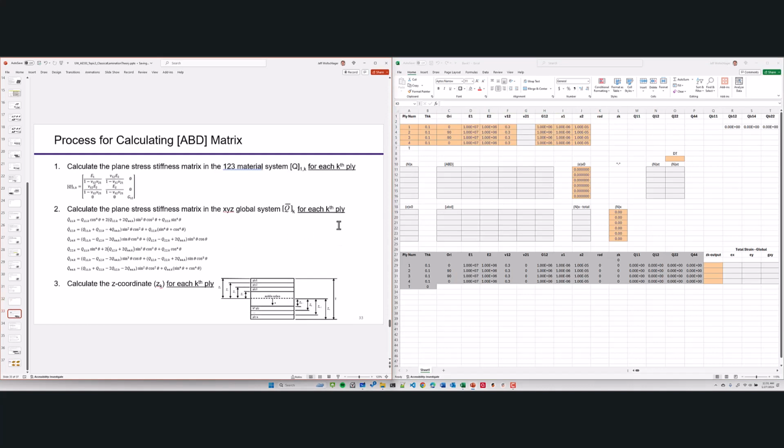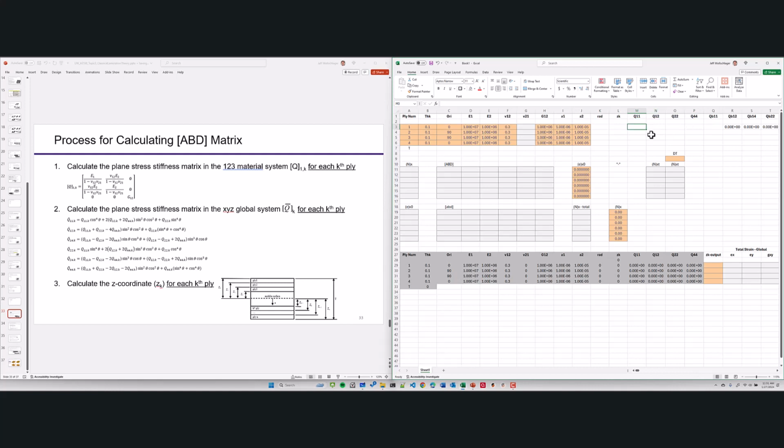Let's move on to step 1, where I have to calculate the plane stress stiffness matrix in the 1, 2, 3 material system. So this is our Q, and I have to do that for every single ply. Well, easy enough, I have the data for each ply. I simply set some headers here so I know what I need to calculate. Remember, this is Q11, Q12. Remember, Q14 is 0, and then Q22, Q24 is 0, and then Q44. I don't need to calculate the bottom triangular half of this matrix because it's symmetric. So I only need the 4 components to fill out the entire matrix.